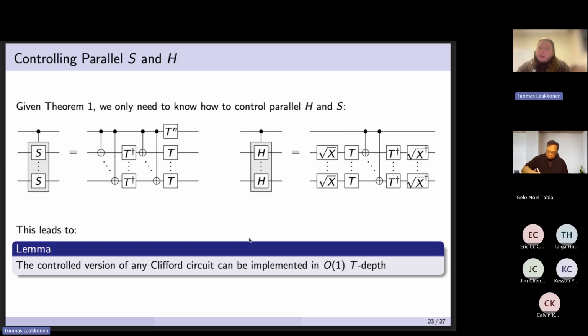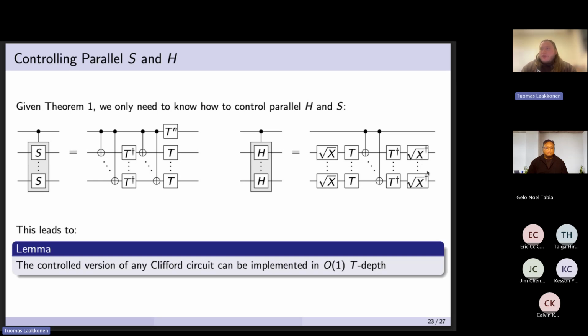I won't prove this to you, but it isn't too hard to figure out. For instance, if I have a bunch of S gates in parallel and I want to add a control, I can set up a circuit like this with T depth 2: two layers of T gates and a bunch of CNOT gates coming from the control qubit to all of the targets. It's okay that these CNOT gates share the same control because we only care about the T depth, not whether our Clifford operations are parallel. And here the T depth is 2, so that's good. Then we have a similar thing for Hadamard, with basically the same structure again, T depth 2 and some CNOTs onto the targets from the control, and we just surround it with some square root X operations.